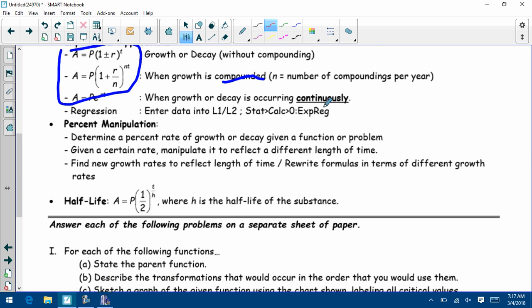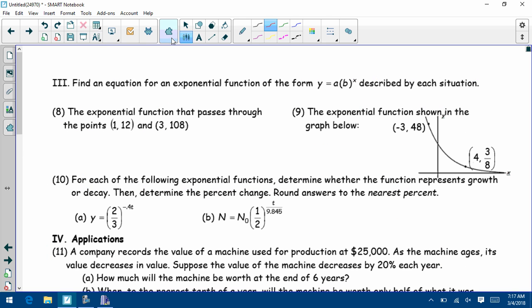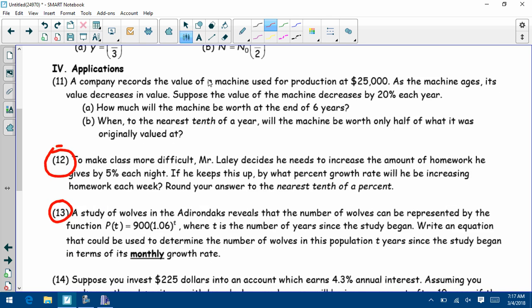Percent manipulations we did recently also on that practice sheet. Those are the kind of obnoxious questions, but we've done a lot of practice with those. And then there's that half-life formula that we talked about recently. Okay, so let's see, is there anything else I wanted to go over here? Those were fine, I think.